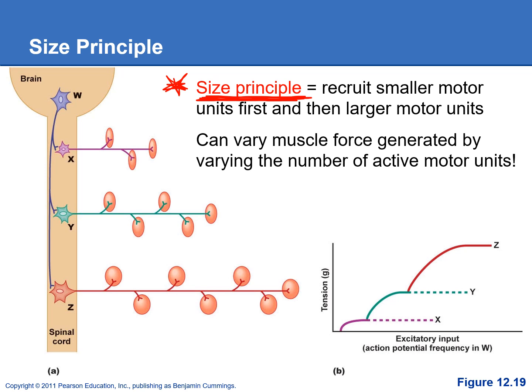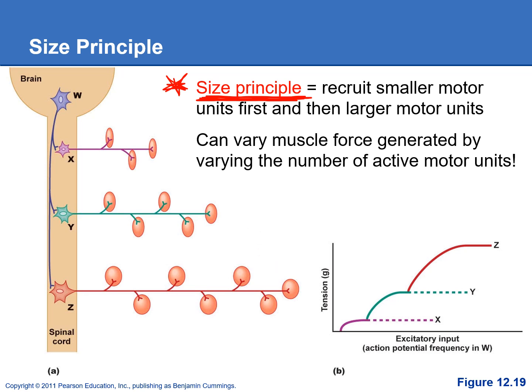So let's say that you need to pick up a pen, for example. So you would recruit motor unit X first, and that probably would be enough force to pick up a pen. And that would be all you would need. Okay, so you can see down here on our graph, here's motor unit X contracting, and that's how much force you would produce, which would be fine to pick up a pen.